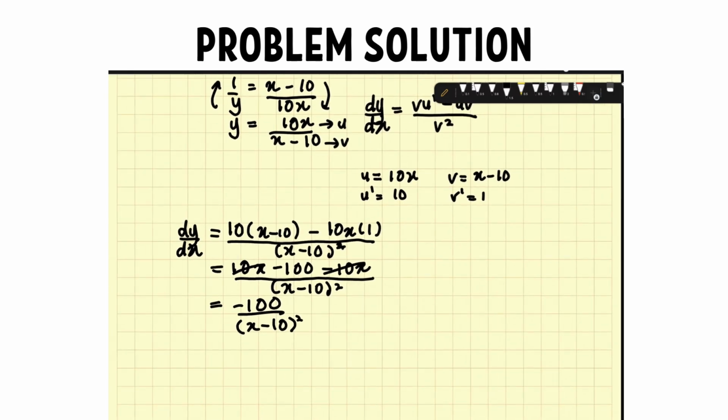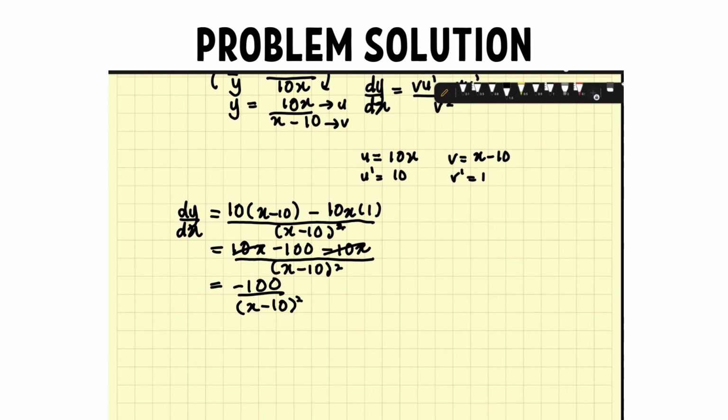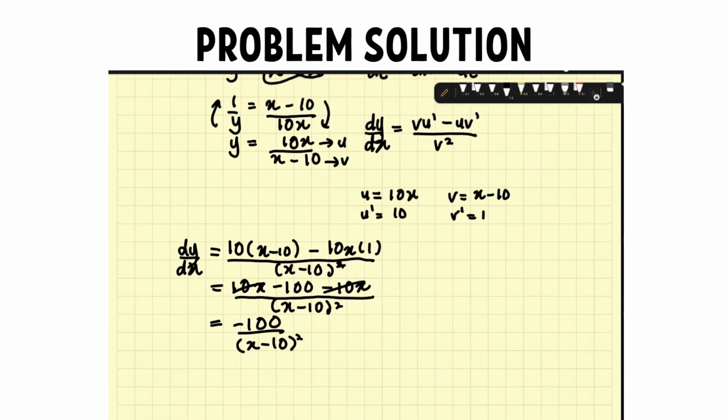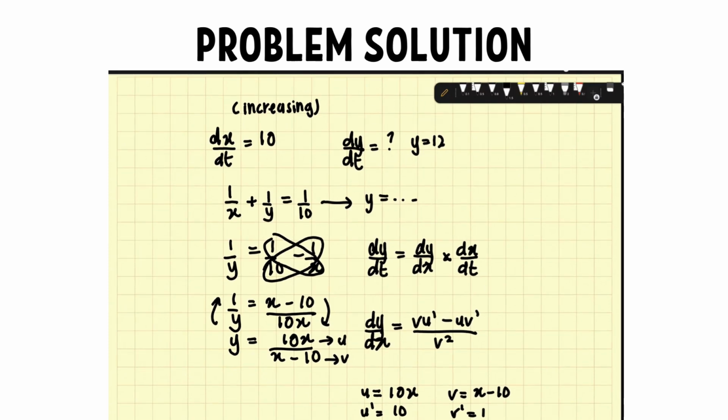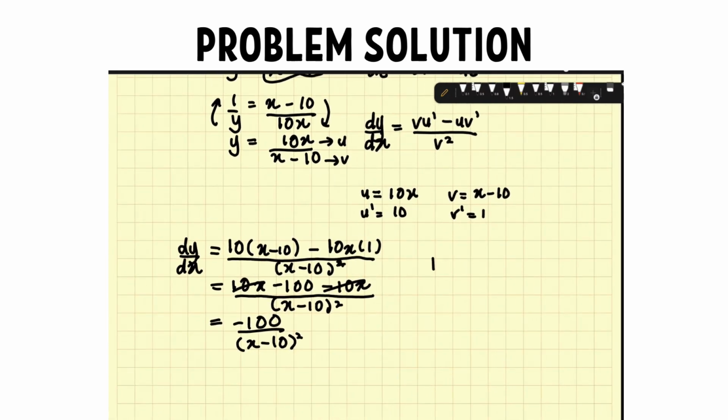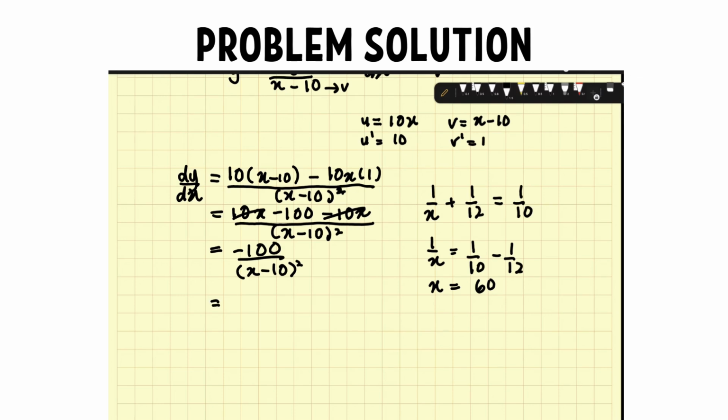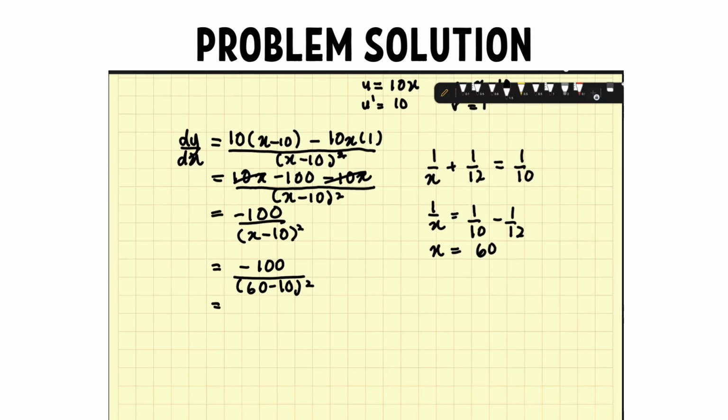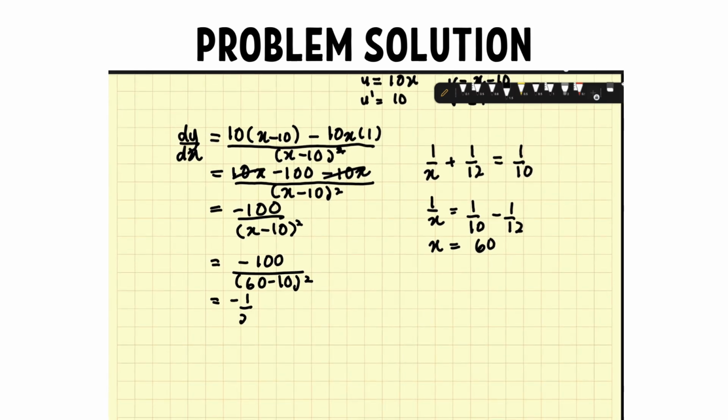So we realize that there is missing information in dy/dx, which is the value of x. So we have to find the value of x first. The question already gives the value of y. So 1 over x plus 1 over 12 equals 1 over 10. So 1 over x equals 1 over 10 minus 1 over 12. And then we just have to use a calculator, and we will get the value of x is 60. So substitute the 60 into dy/dx, negative 100 over (60 minus 10) squared, and then we will get the value of dy/dx is negative 1 over 25.